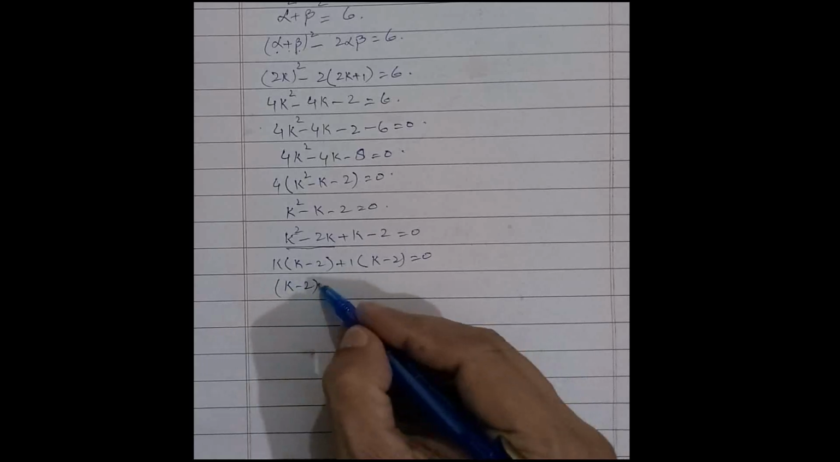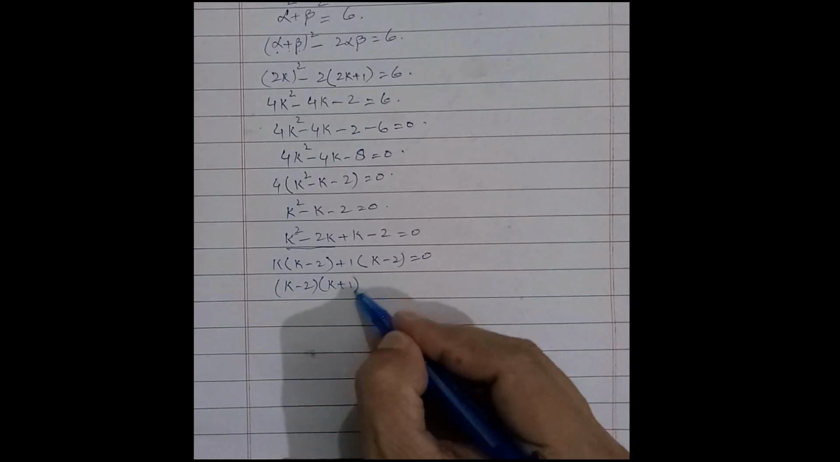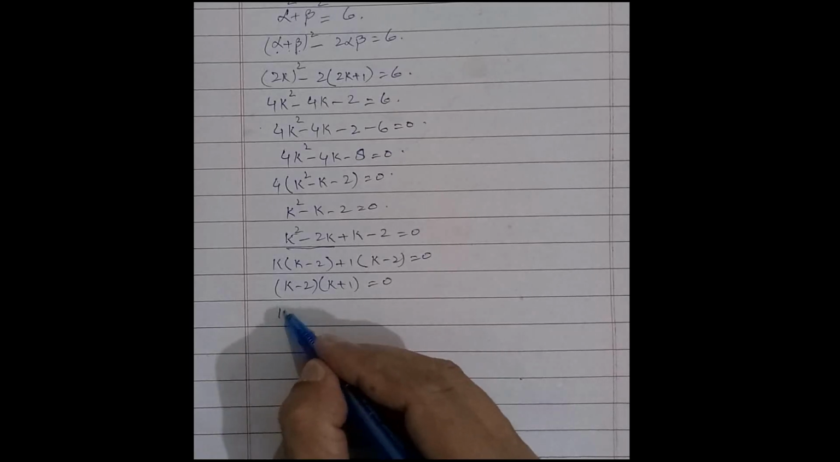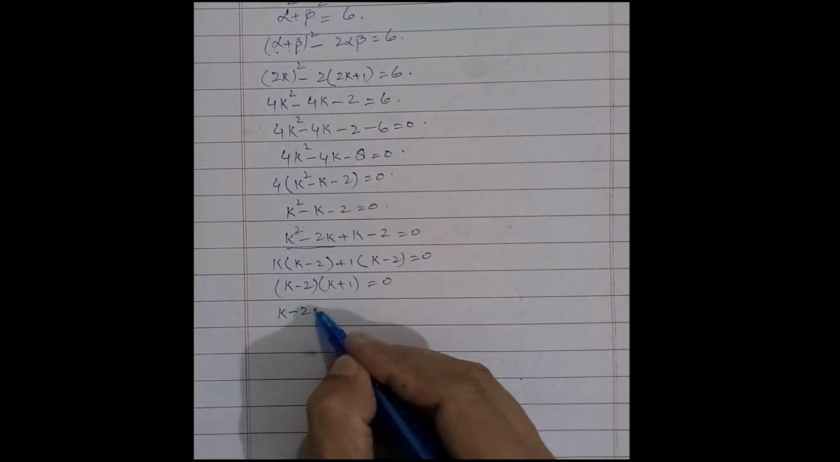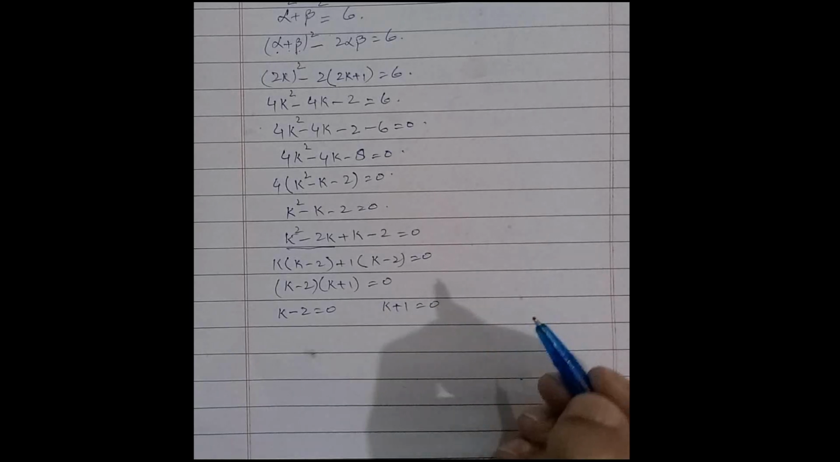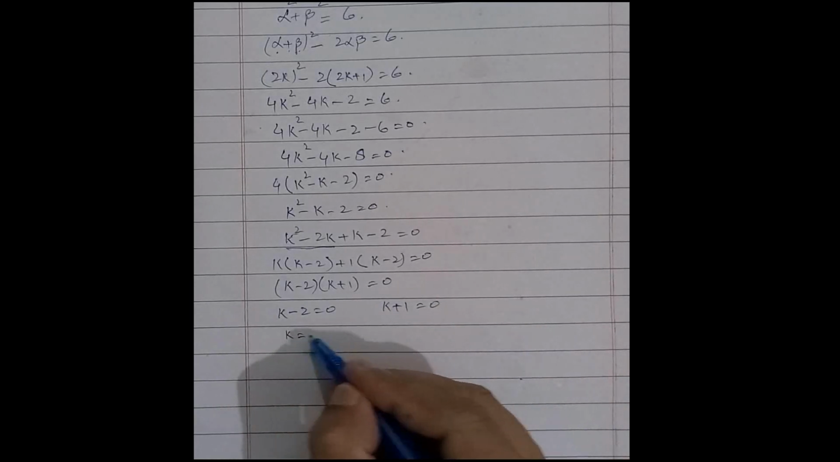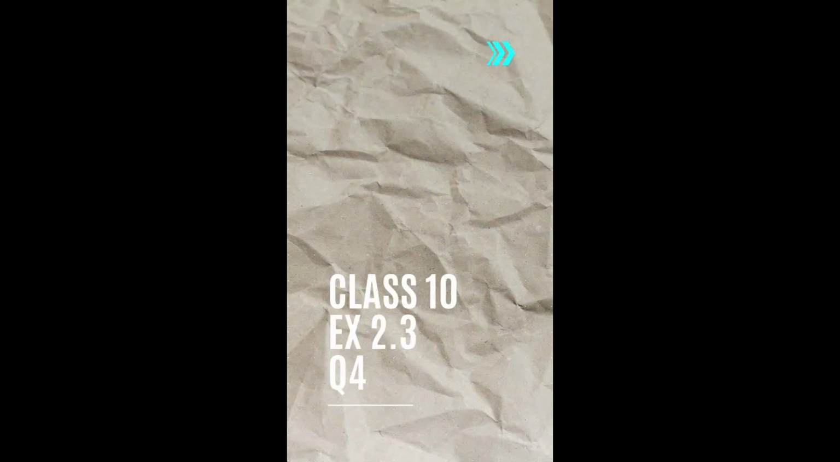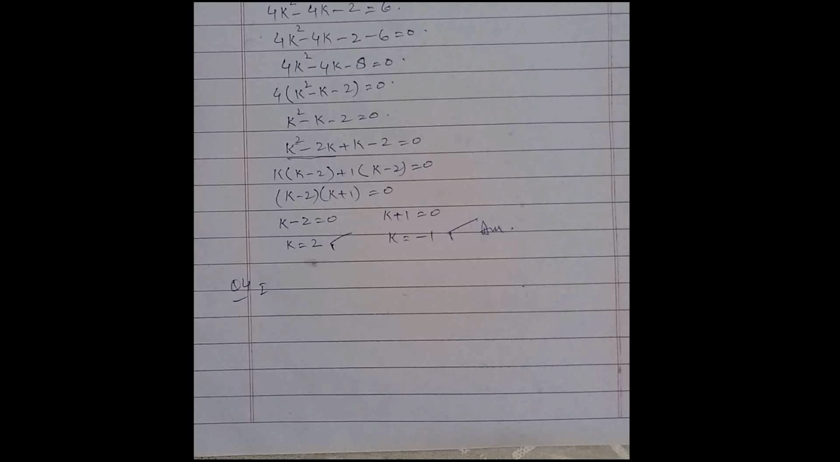K minus 2 into k plus 1 is equal to 0. And in this way we get the values: k minus 2 is equal to 0 or k plus 1 is equal to 0. So here k is equal to 2 and k is equal to minus 1. We find the sum of roots and product of roots, and then according to the condition we solve for the values.